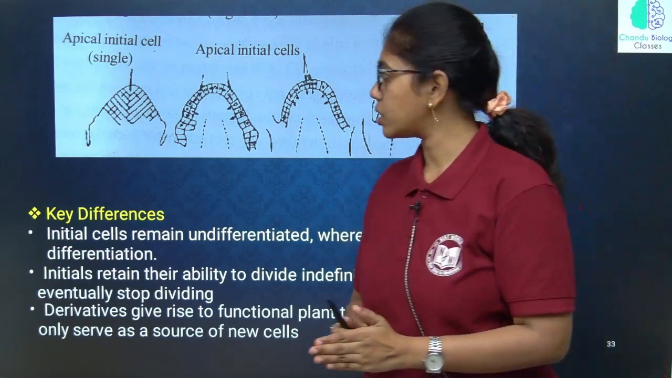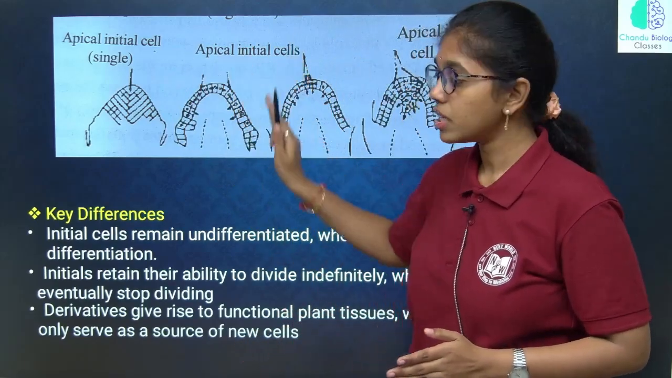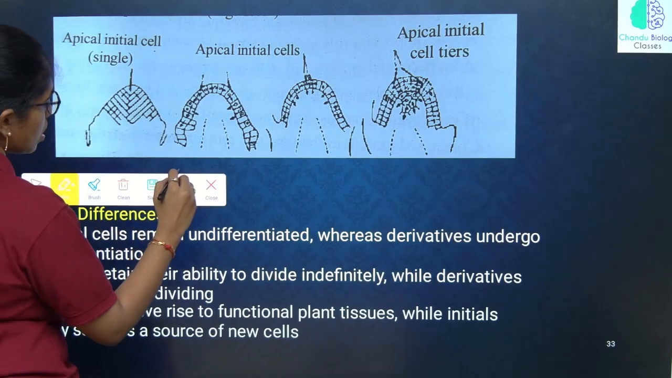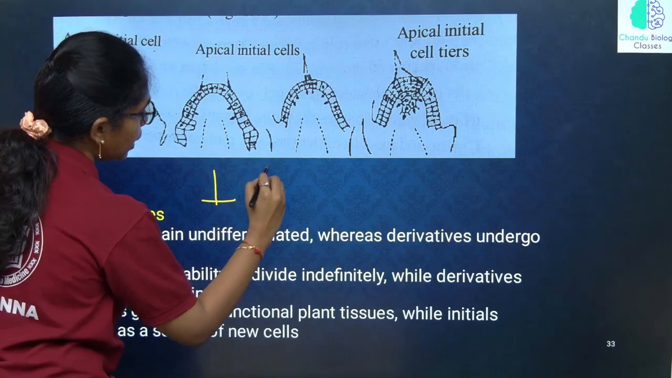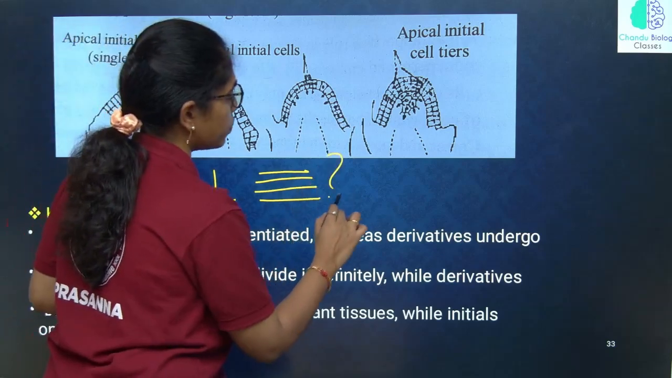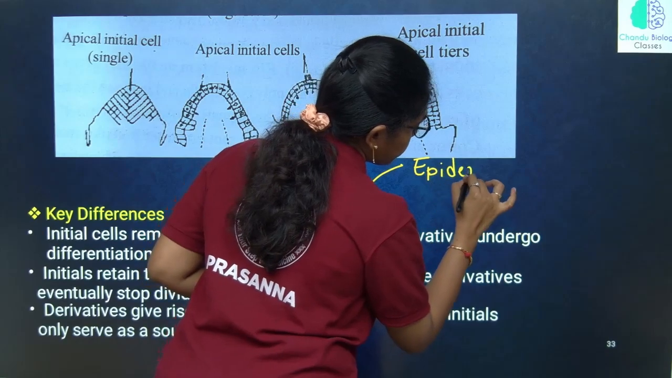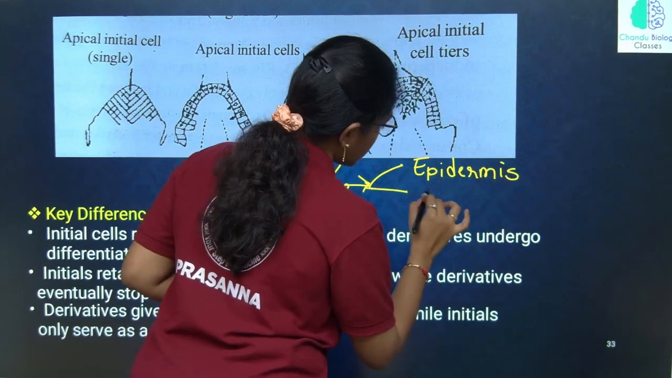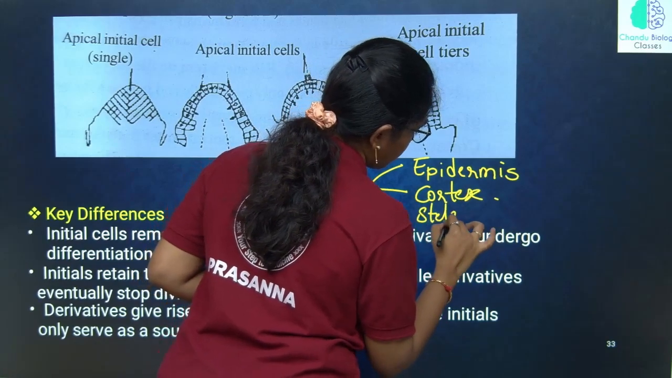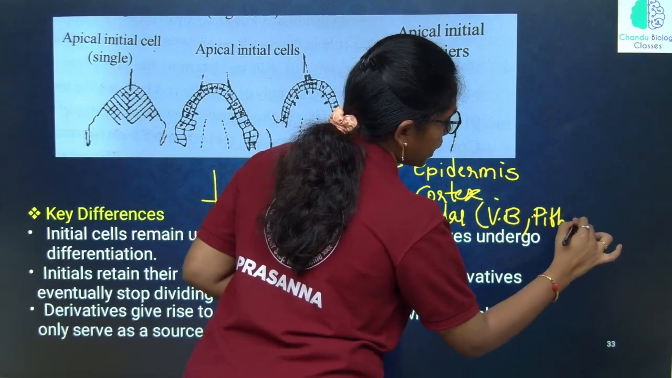If a group of cells in one to two layers or many layers is present, they are called apical initial cells. They conduct both anticlinal and periclinal divisions and give rise to many different tissues like epidermis, cortex region and stellar region, which includes vascular bundles, pith and pericycle.